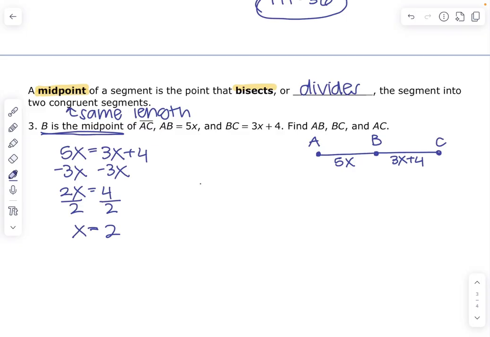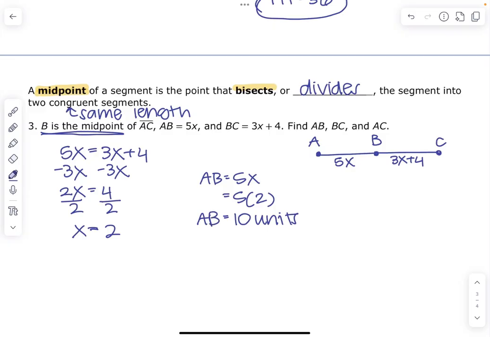So we already said that AB is equal to 5x. We know that x is 2, so we know that AB has to be 10 units. Okay, that was a third of the question. I'm going to leave BC and AC, finding those lengths, for class.